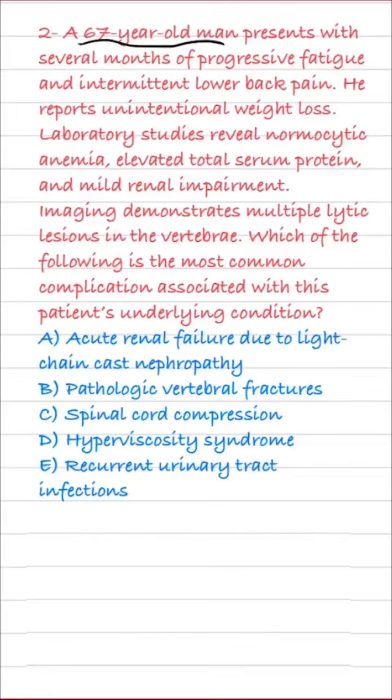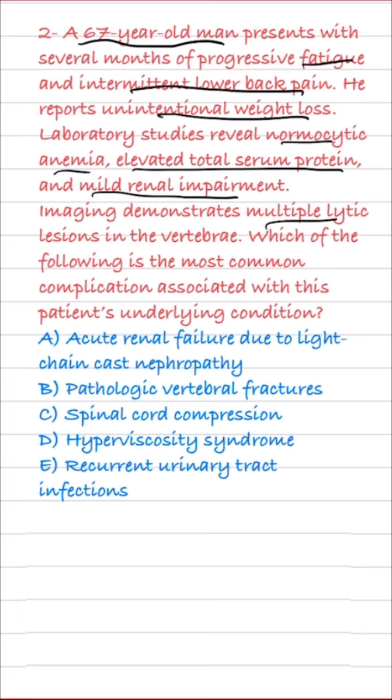A 67-year-old patient presents with fatigue and intermittent lower back pain, unintentional weight loss, normocytic anemia, elevated total serum protein, mild renal impairment, and multiple lytic lesions in the vertebrae. Which of the following is the most common complication associated with this patient's underlying condition?